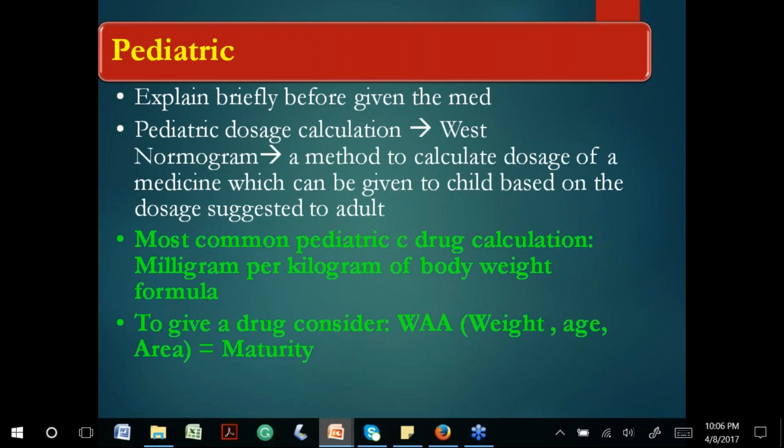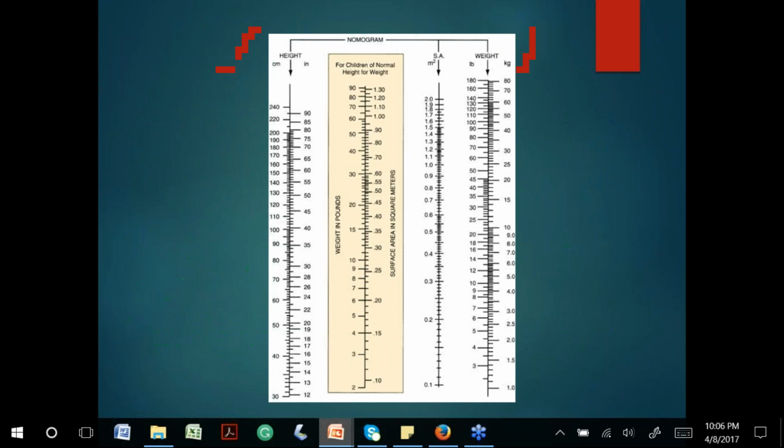Okay, we have pediatric dose calculation, the West nomogram, a method to calculate the dosage of medicine which can be given to a child based on the dosage suggested for the adult. That is the nomogram, and that's what I just mentioned.